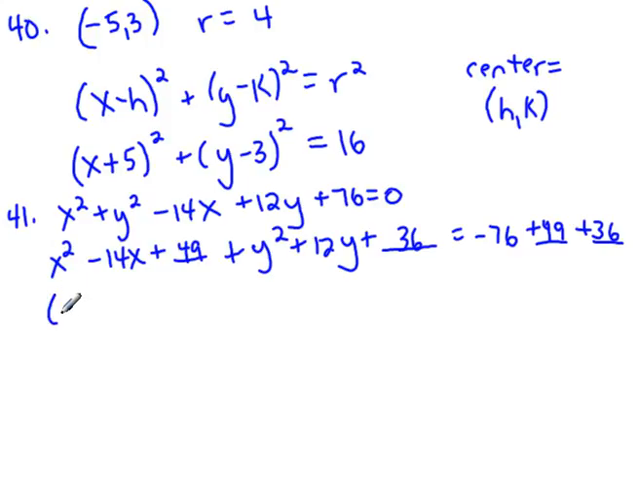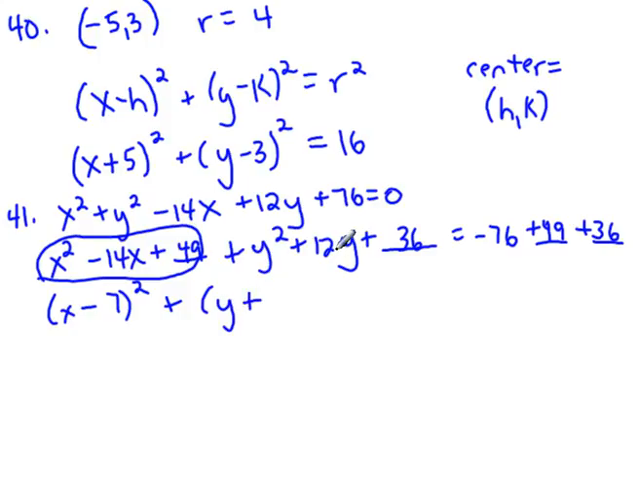So the rule is take the square root of that, take that sign, take half of that, square it. I have factored that term into this. Plus, take the square root of that, that's y, that sign, that's plus, half of that, that's 6, square it. Right now, I just factored that term, equals negative 76 plus 49 plus 36 gives me 9 when I add those together. So now, it's in h, k form. It's x minus h, y minus k, r squared on the right-hand side.